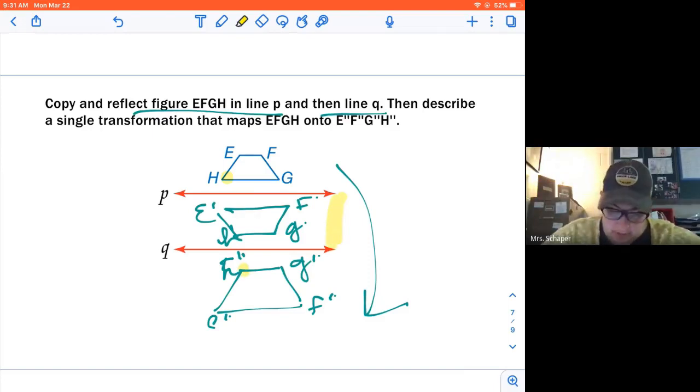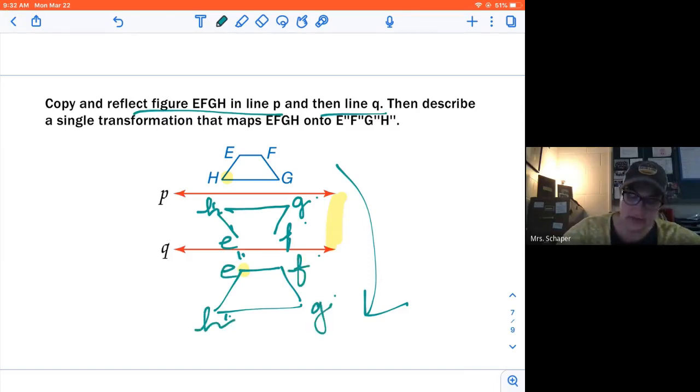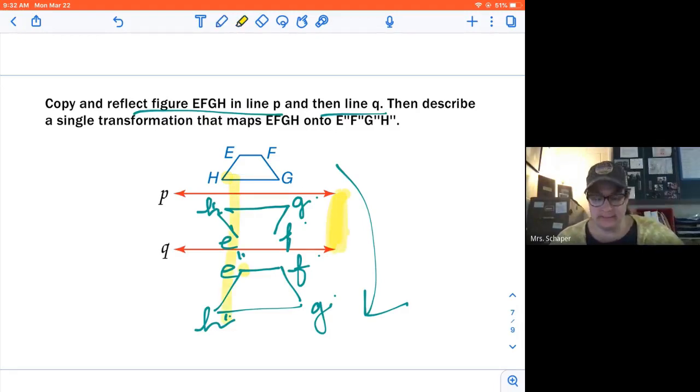Oh, I labeled these wrong. Silly me. Let's try this again. Did you notice that? Do you see my mistake? This should be H, this should be G, E, and F. And then this should be E, this should be F, this should be H, and this should be G. So the measurement from H to H is going to be double the distance between the two parallel lines.